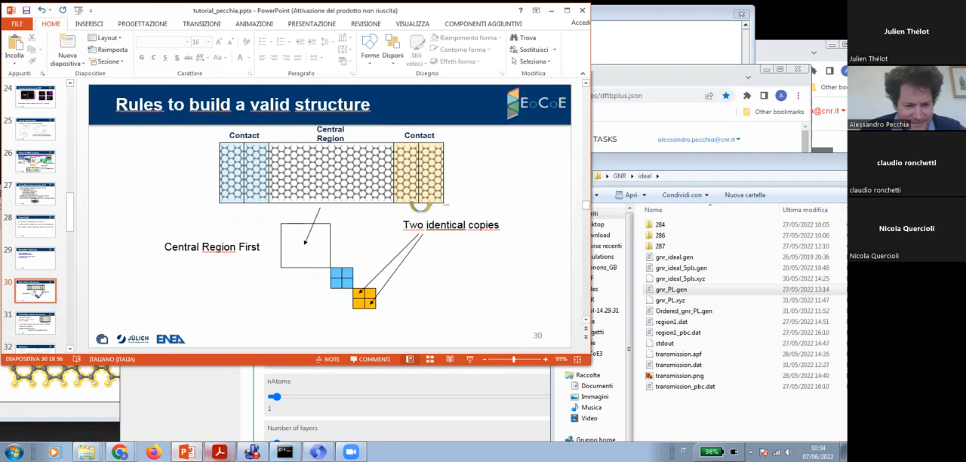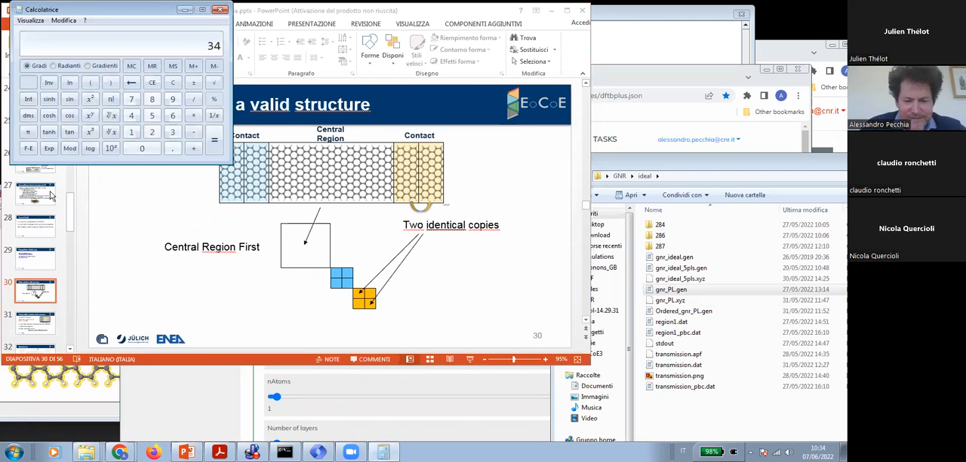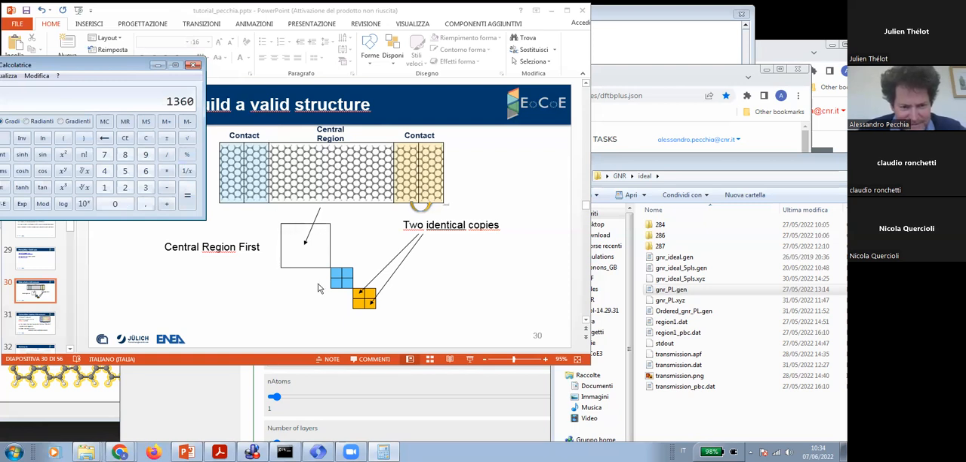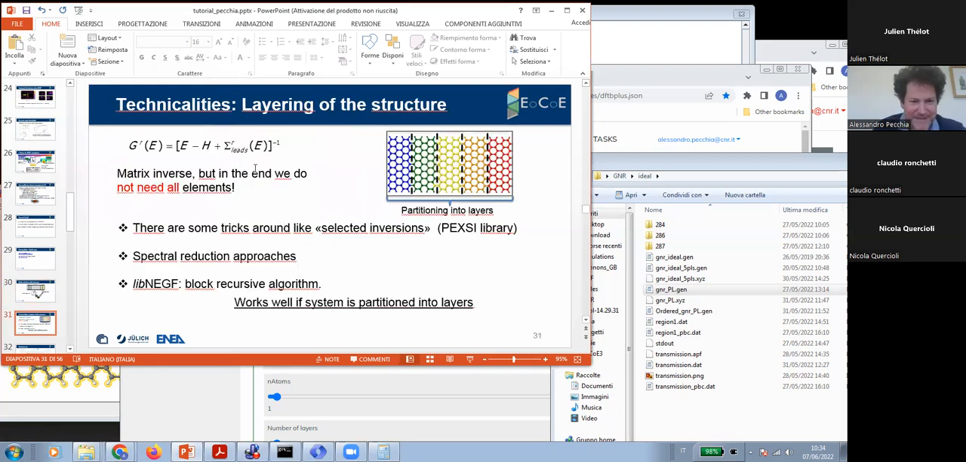And a simple calculation brings you to 340 times four, whatever it is, 1,360 degrees of freedom, let's say. So in this case, you have a matrix of 1,360 by 1,360 elements. Luckily, you don't need all of them in the end, because for instance, for the density of states, almost all the time you need the diagonal of this matrix, let's say, to oversimplify the thing.